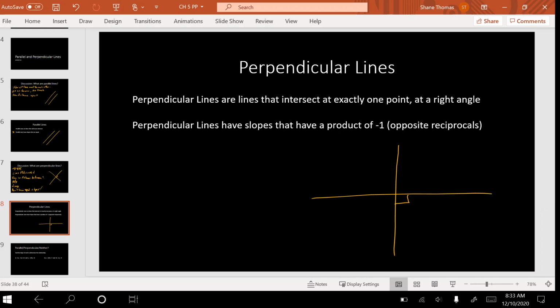There's perpendicular lines. That's what they look like. All right. The most basic way to look at perpendicular lines is look at the x and y axis on your coordinate plane. Okay, they intersect at the origin. They intersect at a right angle. So for perpendicular lines, the product of their slopes is -1.